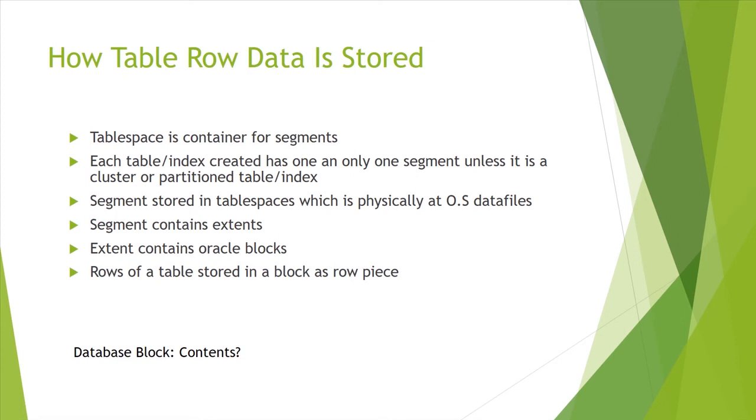When a table is created, a segment is created to hold the table data. A tablespace contains a collection of segments. So each table or each index that is created has one and only one segment, unless it is a cluster or partition table or index. In a partition table or partition index, each partition has its dedicated segment. So the table or index maps to a segment. The segment is stored in a tablespace.